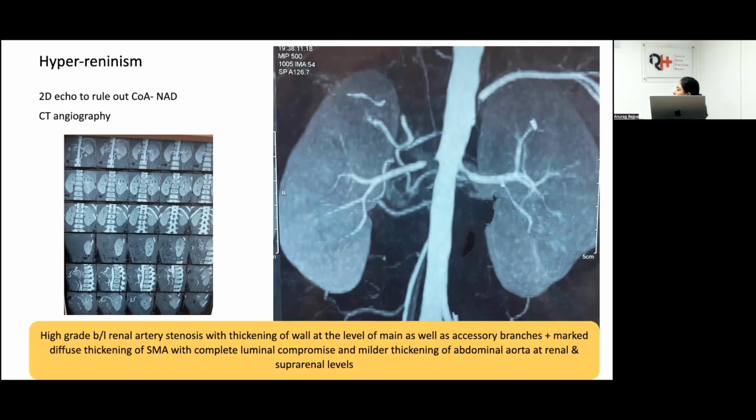The final report showed severe stenosis bilaterally in the main renal artery as well as accessory branches. We also found stenosis in bilateral SMA and at the level of the suprarenal abdominal aorta.